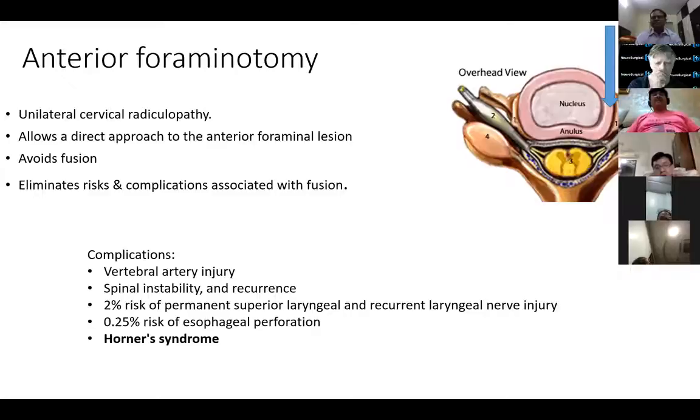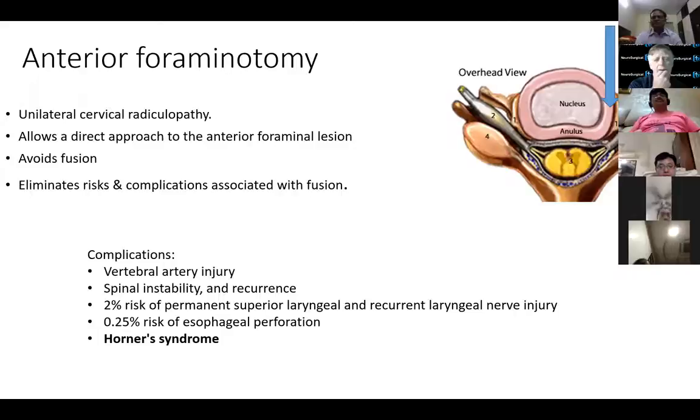You can avoid fusion. The major problem, as those who have done it will recognize, is significant bleeding from the perivertebral venous plexus when you operate anteriorly. There is also the problem of Horner syndrome, because you are going to work on the longus colli and you have to retract it, so there's a high risk of Horner syndrome. Also, you have a little more retraction of the esophagus, and so you can have esophageal injury in these patients.